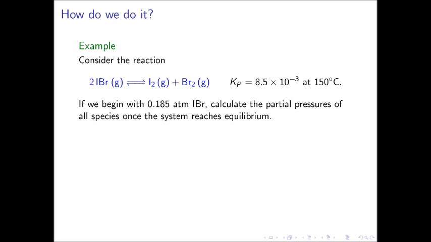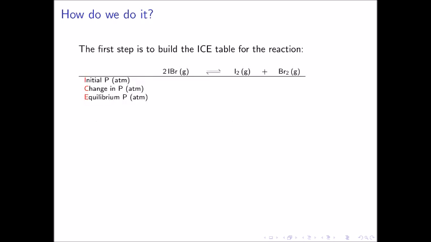Let's look at the reaction 2IBr gas going to I2 gas plus Br2 gas. At 150 degrees Celsius, the value of Kp is 8.5 times 10 to the minus 3. If we begin with 0.185 atm of IBr, calculate the partial pressures of all species once the system reaches equilibrium. It is very important through the course of this problem that you pause this video and work the calculations along with me. As before, we begin by building our ICE table for the reaction.